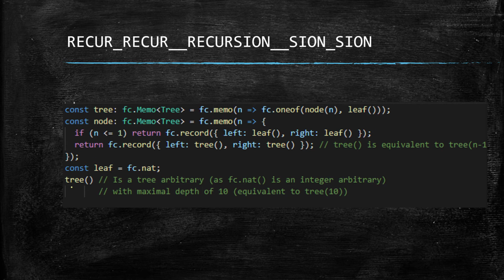I'm calling here a tree. Imagine that I'm stating here that the maximal depth is 10 by default. Then it will say, hey, a tree is a node or a leaf. A leaf is just a natural number. And a node is, if we are not in the maximal depth, just a tree and a tree. Okay, a tree. Then a node or leaf.